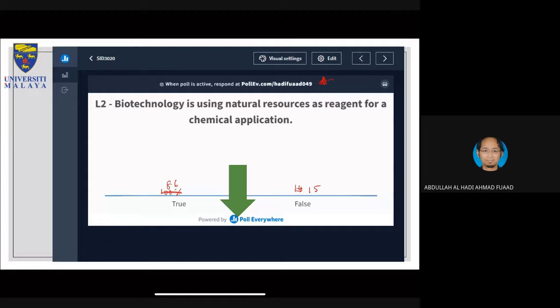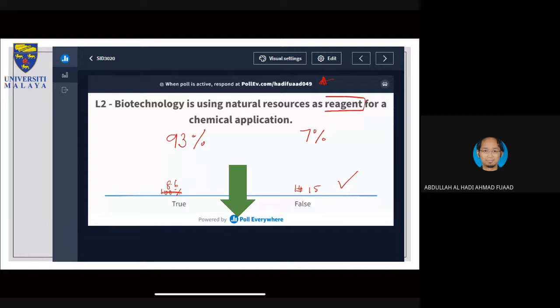Okay, so the final answer. This is not my answer, of course. This is your answers: 93% true and 7% false. Okay, drum roll, that one is the correct one. Okay, biotechnology is using natural resources as a reagent for chemical application. Well, it's true in one way.